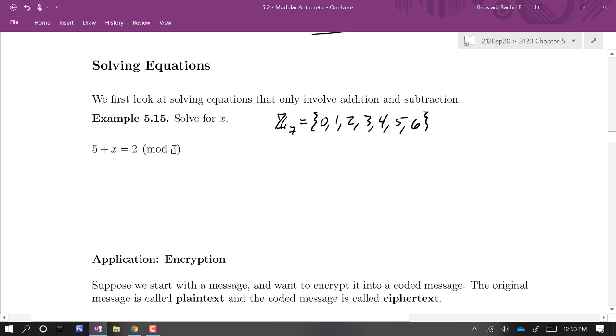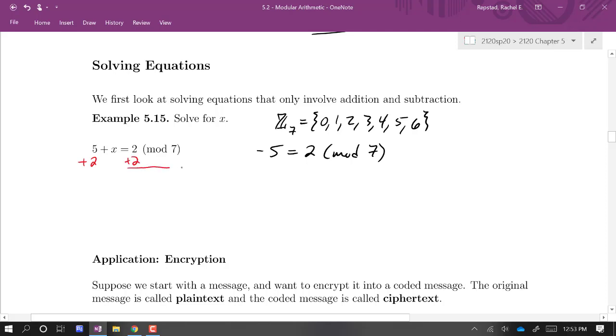And if I want to go about solving it algebraically, I would want to subtract 5, right? We all look at that equation and we say, okay, I've got to subtract 5. Well, what is negative 5 in Z7? Negative 5 in Z7 is going to be 7 minus 5, or 2. So negative 5 is equivalent to positive 2 mod 7. That means that if I want to subtract 5, that's the same as adding 2.